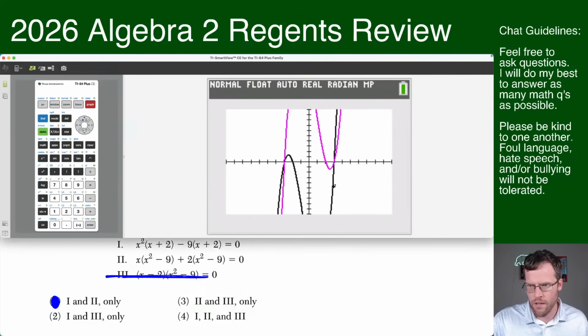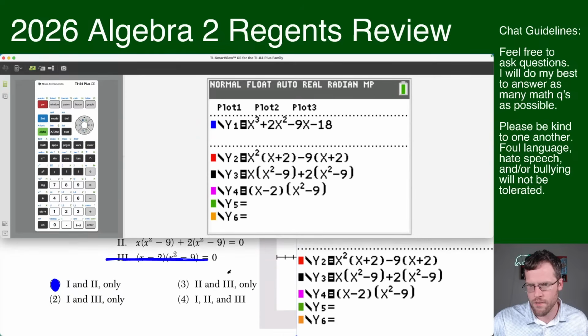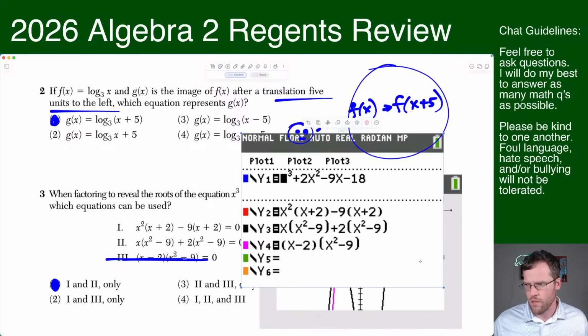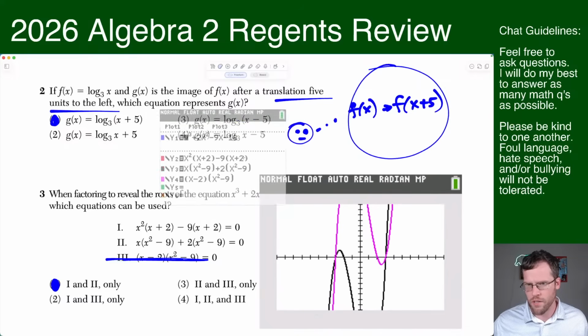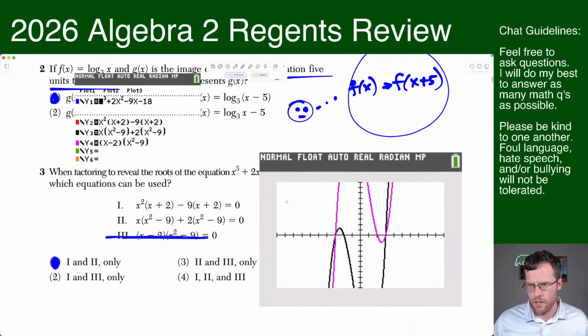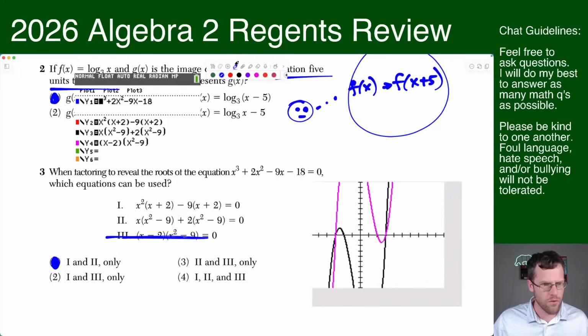I'll get the picture back so we can see. So I just graphed each of these and this one here. So just so we're clear, what did you actually do? What was the math you did in the calculator? I typed in the functions and then I graphed them to see which ones overlap. And the only one that doesn't overlap the others was the pink one, which corresponds to Roman numeral 3. Okay, so this one is out.